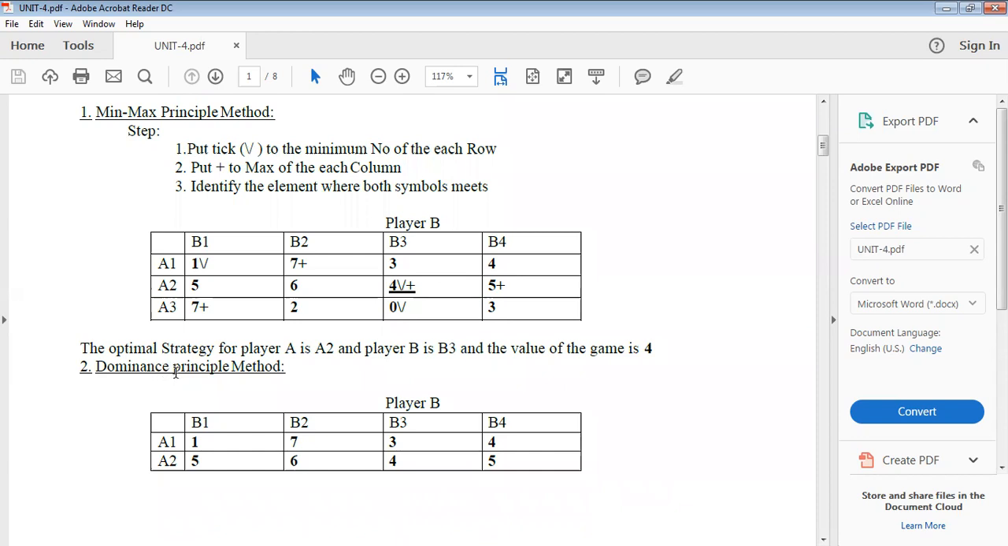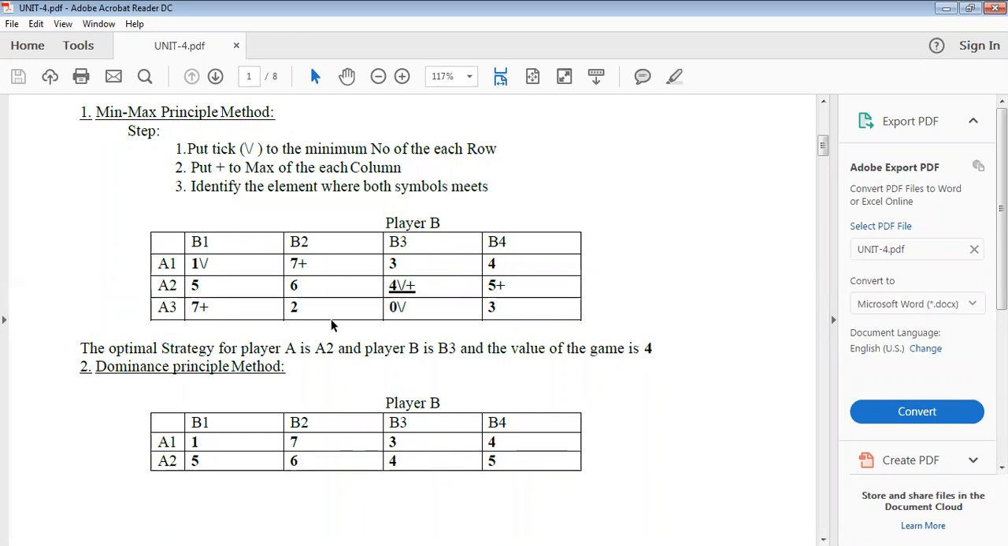So the optimal strategy for player A is A2 and for player B is B3. So A2 and B3, where both signs are meeting each other. And the value of the game is nothing but 4. The value of the game is 4. So that is going to be called like that.